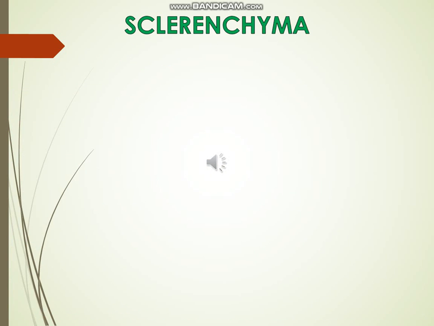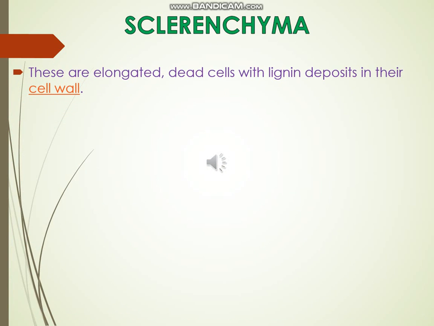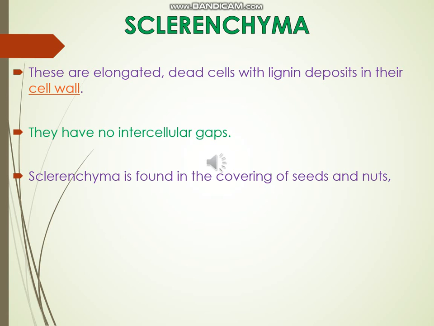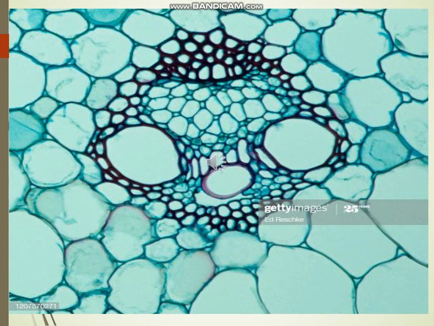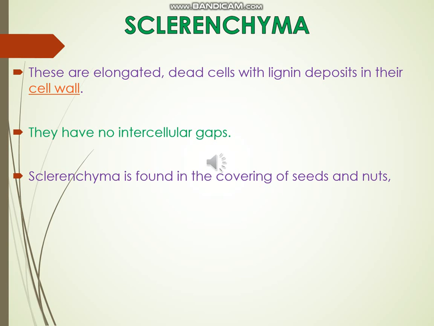Sclerenchyma. These are elongated dead cells with lignin deposits in their cell wall. They have no intercellular gaps. Sclerenchyma is found in the covering of seeds and nuts, around the vascular tissues in stem and the veins of leaves. Sclerenchyma provides strength to the plants.